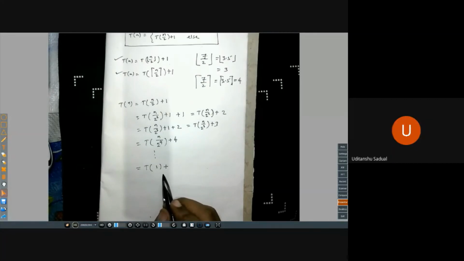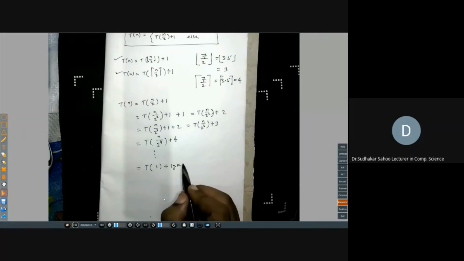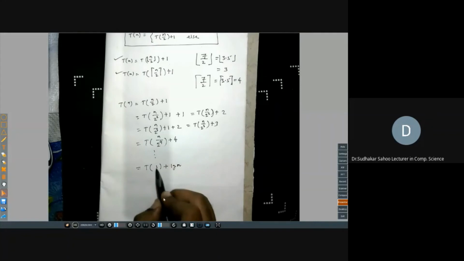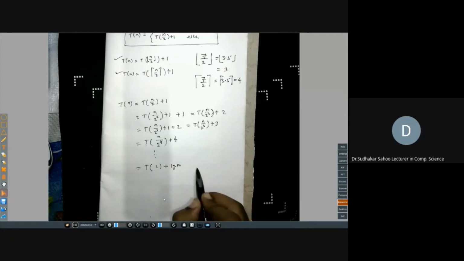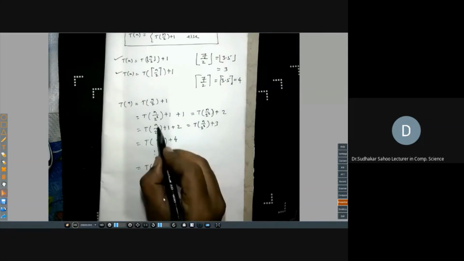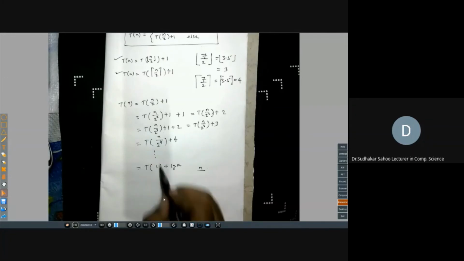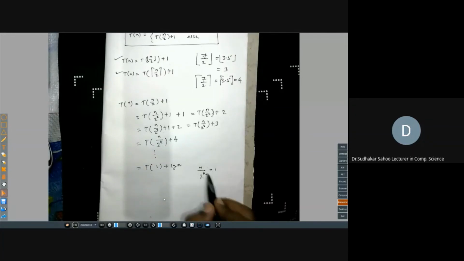So log n base 2. Yes. This will be log n, lg n, log n base 2. Right? Why? This should be of the form n by 2 to the power 4, it should be finally n by 2 to the power k equal to 1. So this value will be of the form n by 2 to the power k. Right?